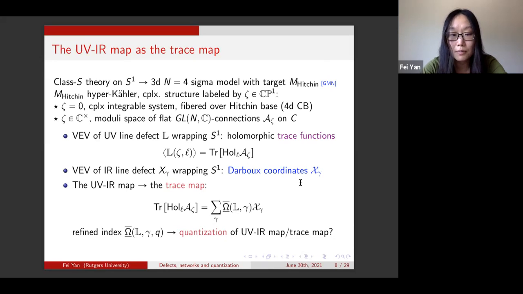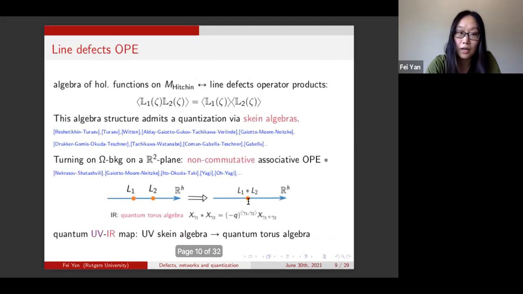And from a physical point of view, one could also refine this to define a refined index, essentially counting the lowest-lying states together with spin information under the rotation group. And this refined index will depend on the fugacity q. So this hints that there should be a quantization of the UV-IR map or the trace map. So in the following, I will describe how to construct this kind of quantum UV-IR map.